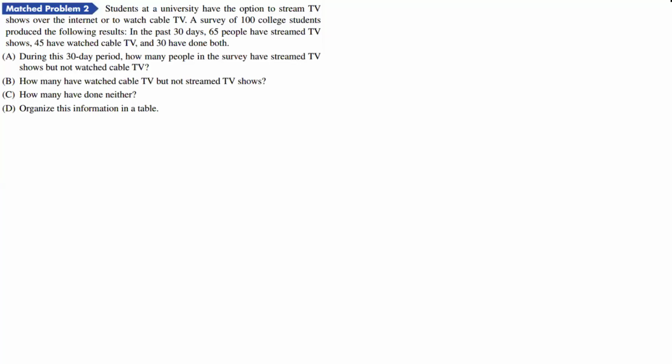All right, so here we have students at a university who have the option to stream TV over the internet or to watch cable TV. A survey of 100 students produced the following results: 65 have streamed, 45 have watched cable, and 30 have done both. So basically, the number who have streamed is 65, the number for cable is 45, and the number who have done both is 30.